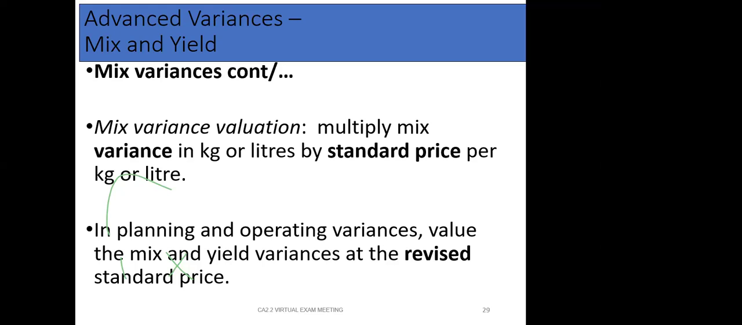So similarly, the mix variance, you multiply that variance by the standard price per kg or per liter, as the case may be. In planning and operating variances, value the mix and yield variances at the revised standard price. Still standard price, but at the revised, in planning and operating variances.